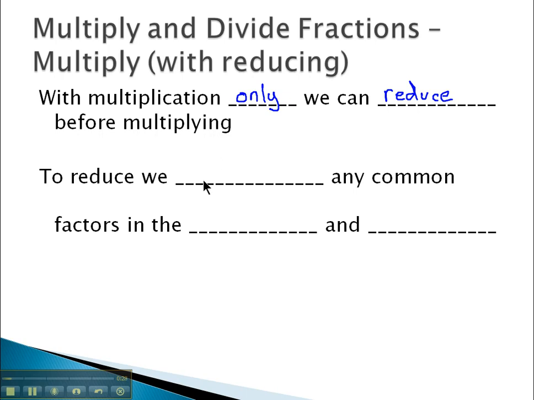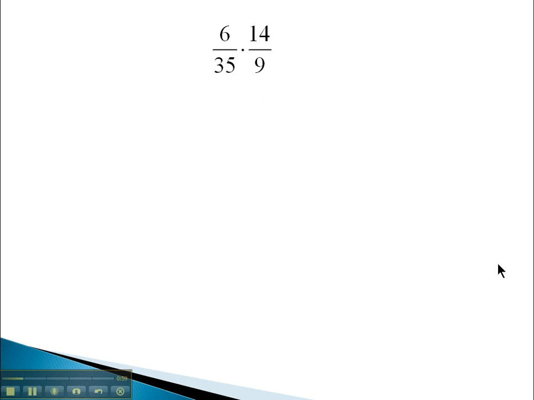As a reminder, to reduce, we divide out any common factors in both the numerator and denominator. It's important to note that they don't have to come from the same fraction. As long as they're factors from the numerator and denominator, even if they're different fractions, we can divide out that common factor. So let's take a look at some examples where we do just that.